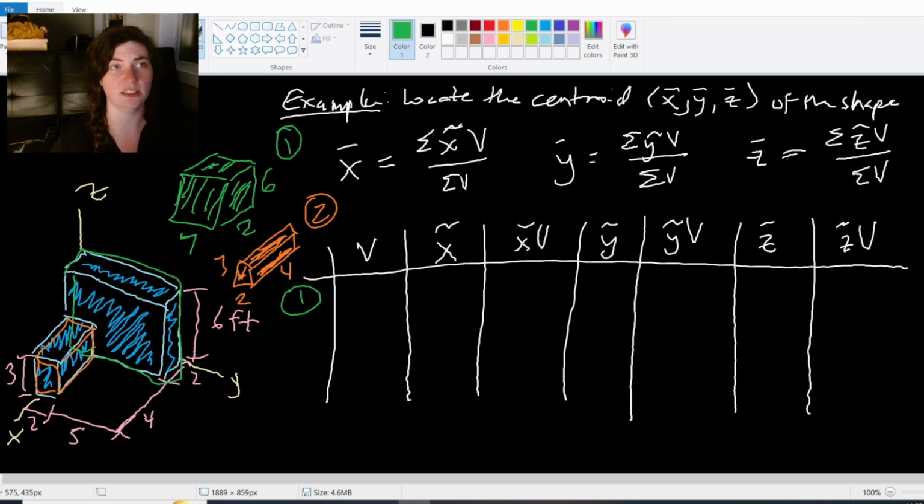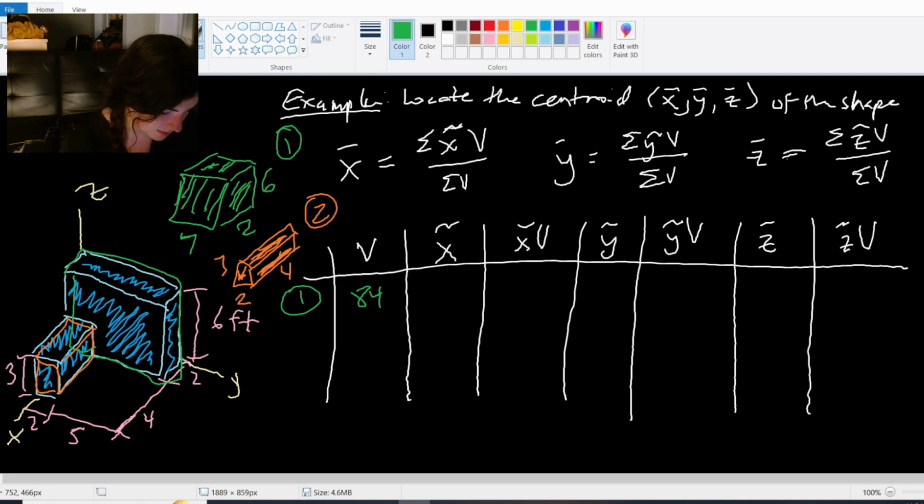So my volume, again, is just going to be this rectangular prism. So 6 times 2 times 7 is going to be 84. And this is feet, but I really don't have enough room on my screen to be writing out all my units, so I'm just going to know that it's feet cubed. This thing is cubic feet for my volume. All of my units are going to work out in the end because I know that I'm going to end up with centroid locations that are all in feet, right?